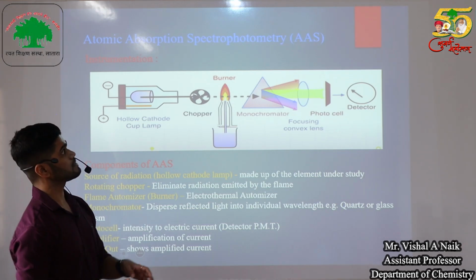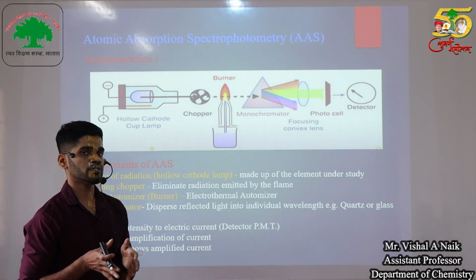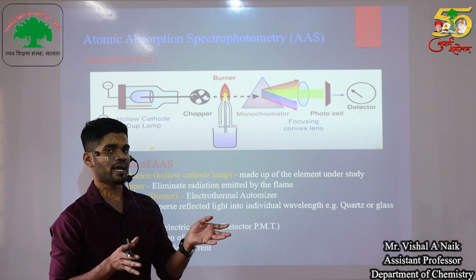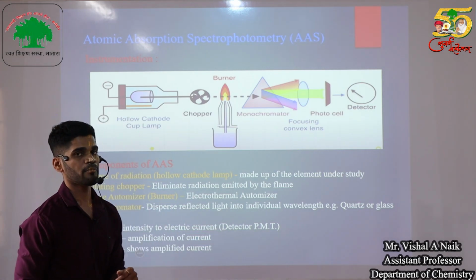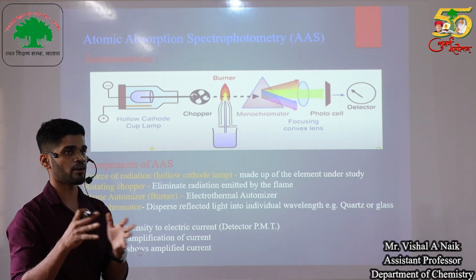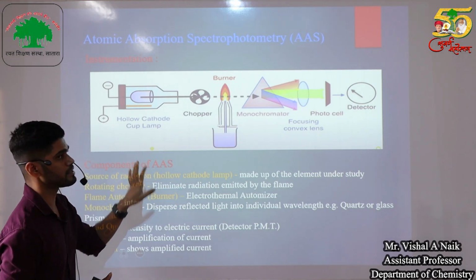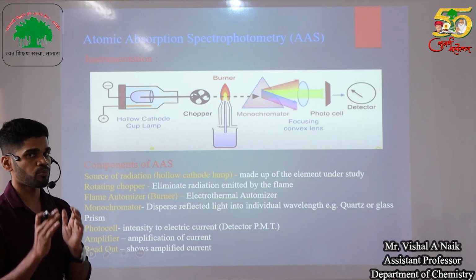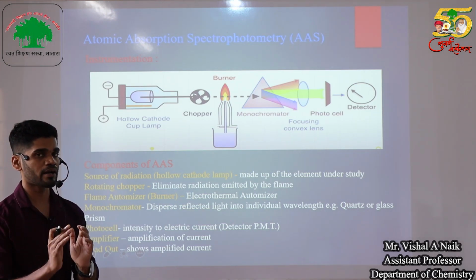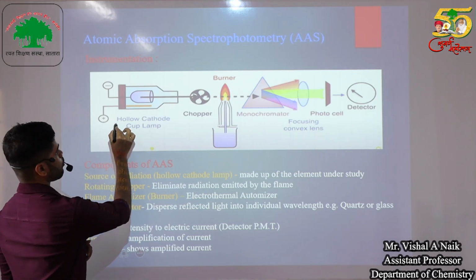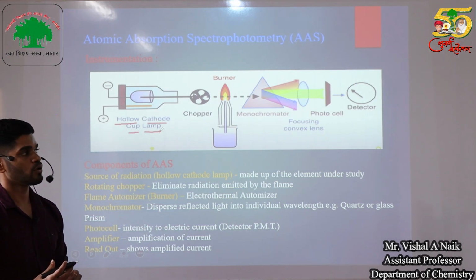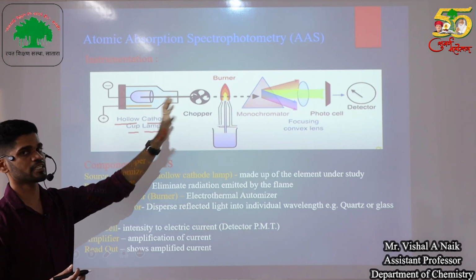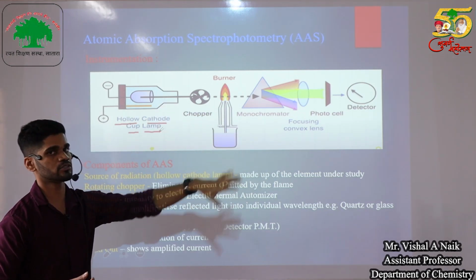Next, the instrumentation. It is entirely different compared to our flame emission spectrophotometer. Why? Because although slits and so on are present, the most important part of this instrument is the hollow cathode lamp, or hollow cathode cup lamp. What is a hollow cathode cup lamp? In the next part we will discuss that.